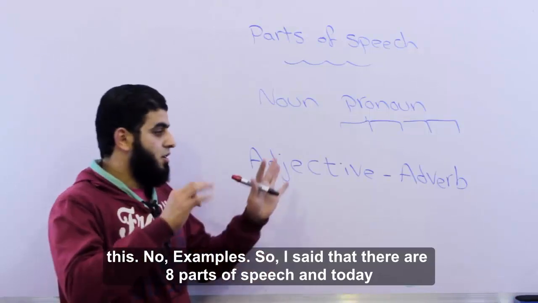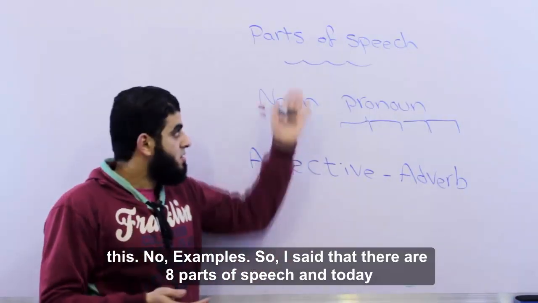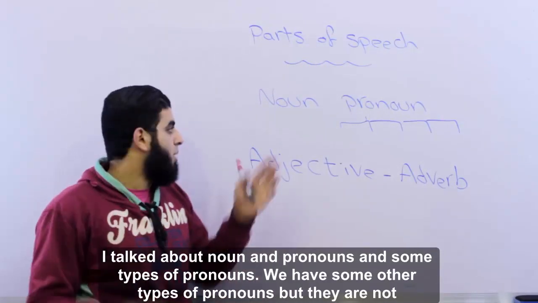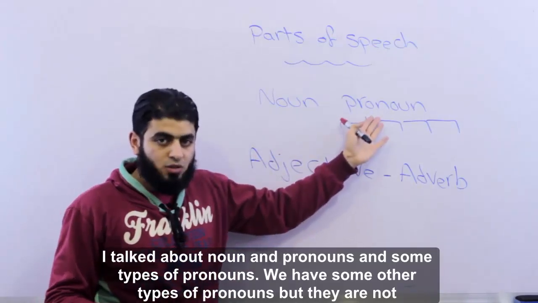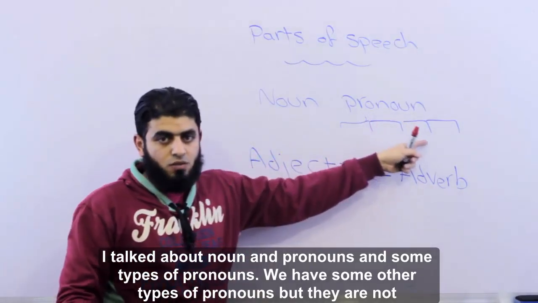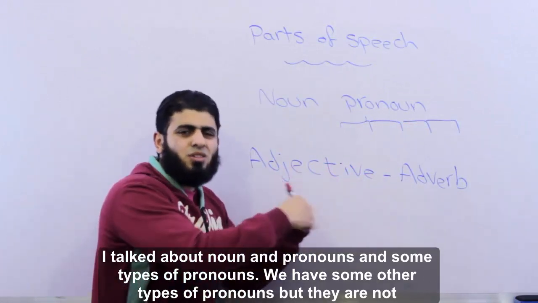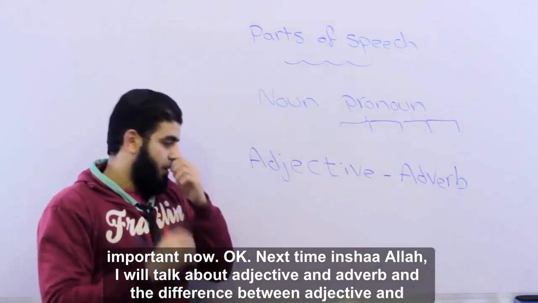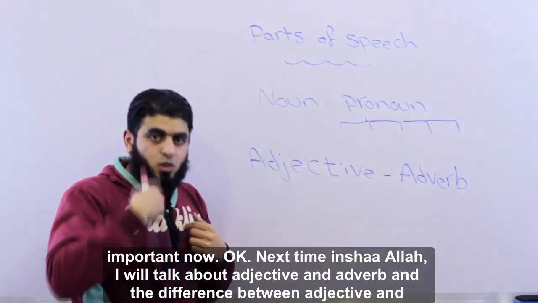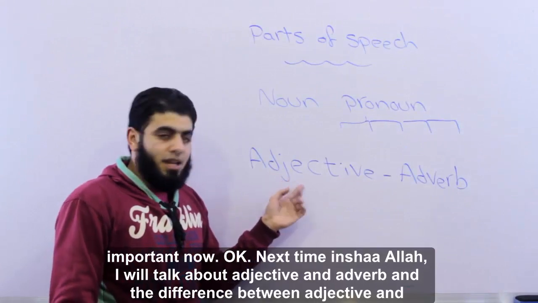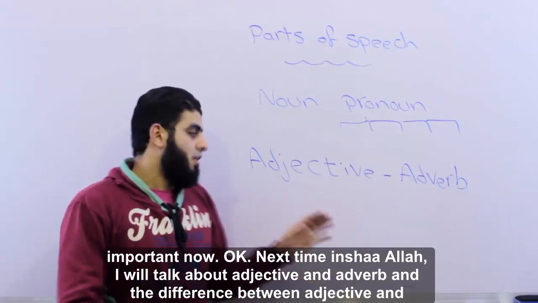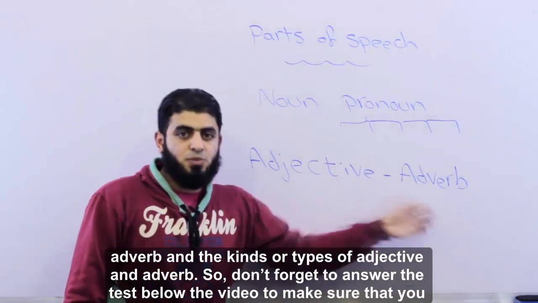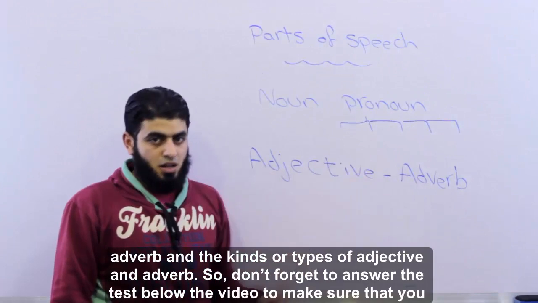So I said that there are 8 parts of speech, and today I talked about nouns and pronouns and some types of pronouns. We have some other types of pronouns, but they are not important now. Okay, next time, inshallah, I will talk about adjective and adverb and the difference between adjective and adverb and the kinds or types of adjectives and adverbs.